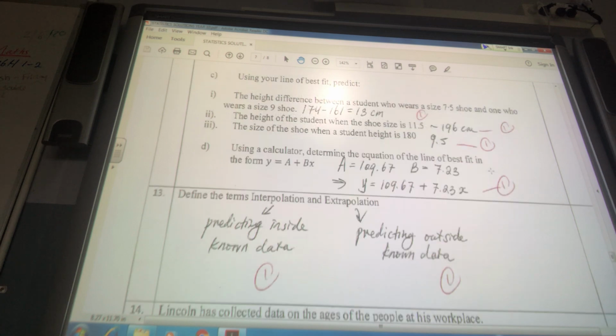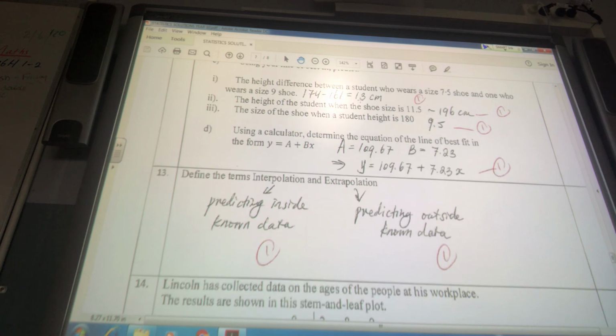Alright, and line of best fit, most of you got this question. For question C, as long as your answers are correct according to your line of best fit, I gave you the marks. So my answers are just approximately how much your answers should be.